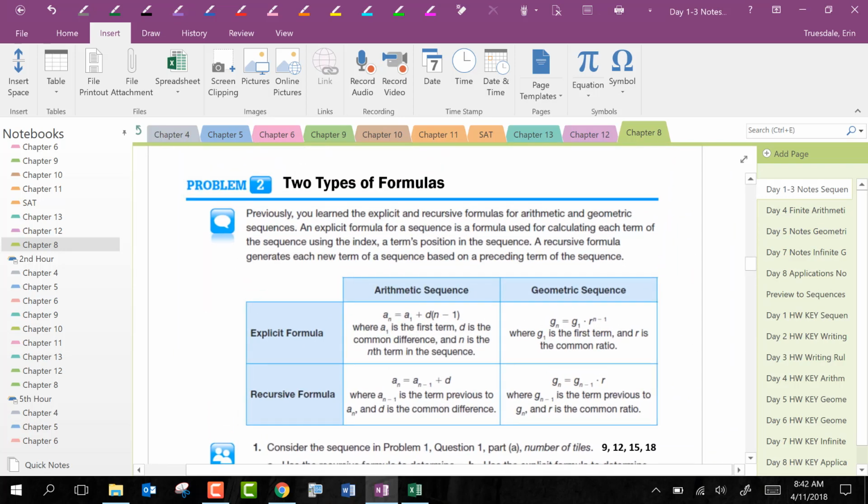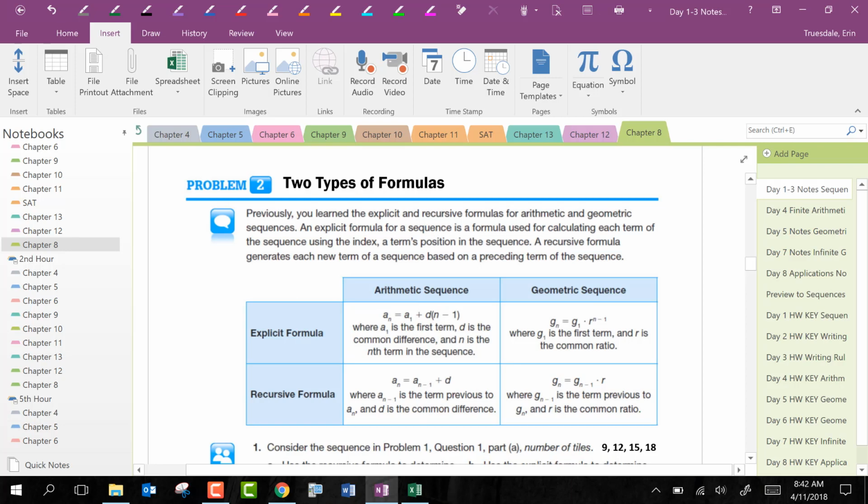Okay, it says 2 types of formulas. Previously, you learned the explicit and recursive formulas for arithmetic and geometric. You guys probably haven't, but they're here. An explicit formula for a sequence is a formula used to calculate each term based on the term's position in the sequence. And for the recursive, you need to know the previous term.